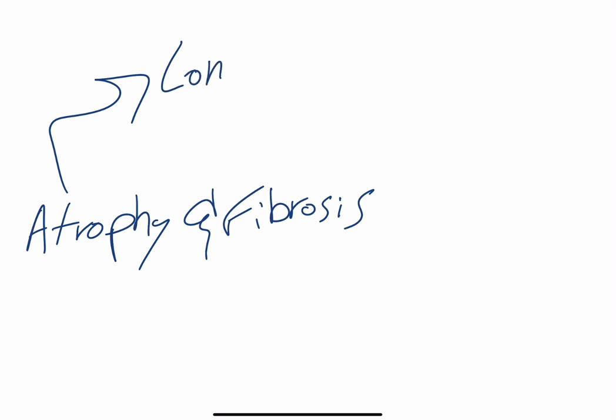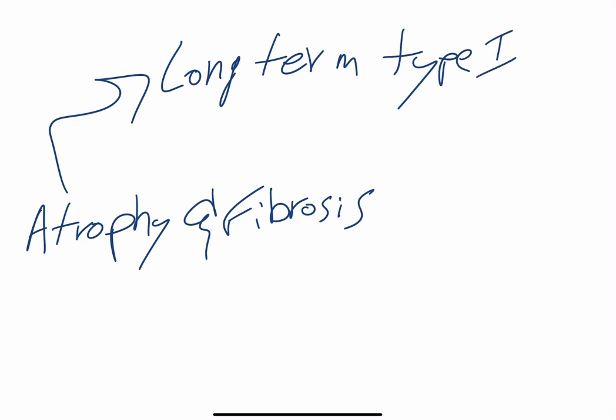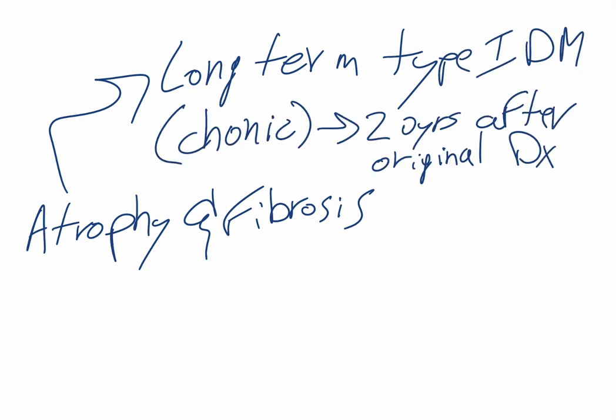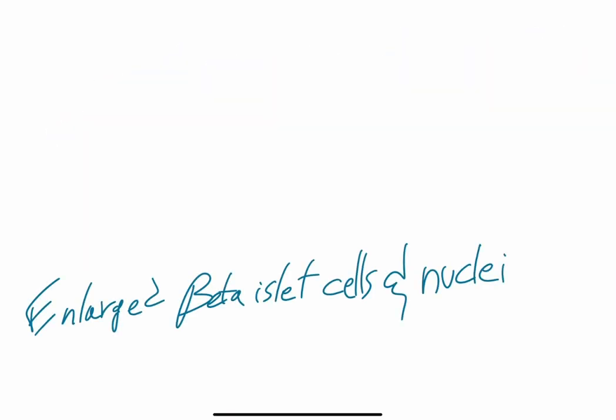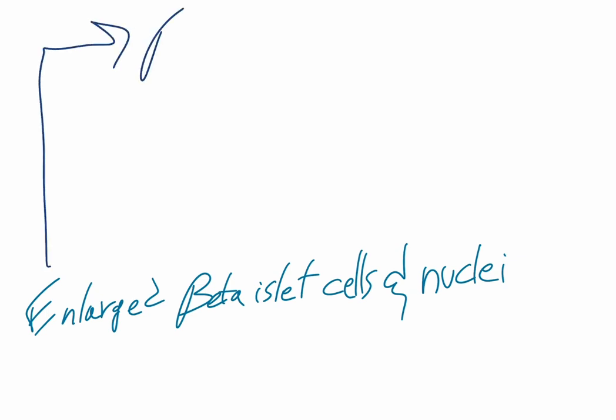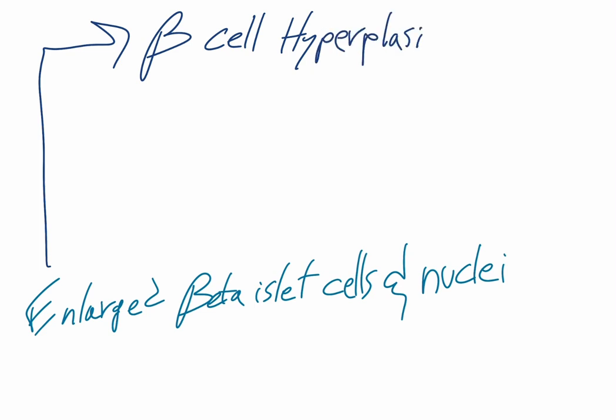I want you connecting this to long-term type 1 diabetes. If you were to biopsy a pancreas 20 years after the initiation of type 1 diabetes, then sure, you could find some atrophy and fibrosis. Next up, we have enlarged beta islet cells and nuclei. This reflects beta cell hyperplasia and hypertrophy. This is something you would see in acute type 2 diabetes due to insulin hypersecretion from insulin resistance.